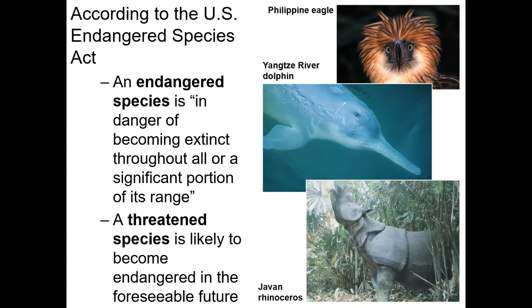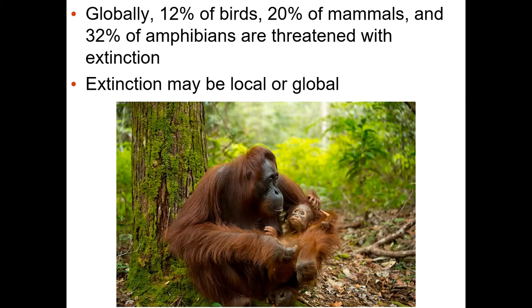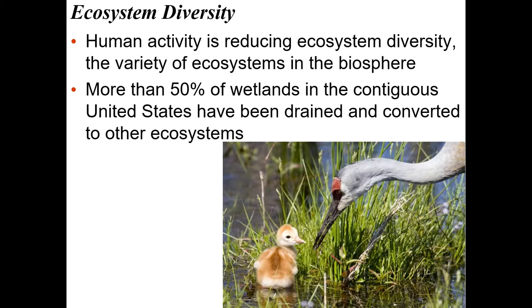Let's define a couple more terms here: endangered species and threatened species. An endangered species is one that's in danger of becoming extinct through a significant portion of its range or throughout its entire range. A threatened species is likely to become endangered. And of course, an extinct species is one that no longer exists. Globally, 12% of birds, 20% of mammals, and 32% of amphibians are threatened with extinction, which is pretty terrifying.